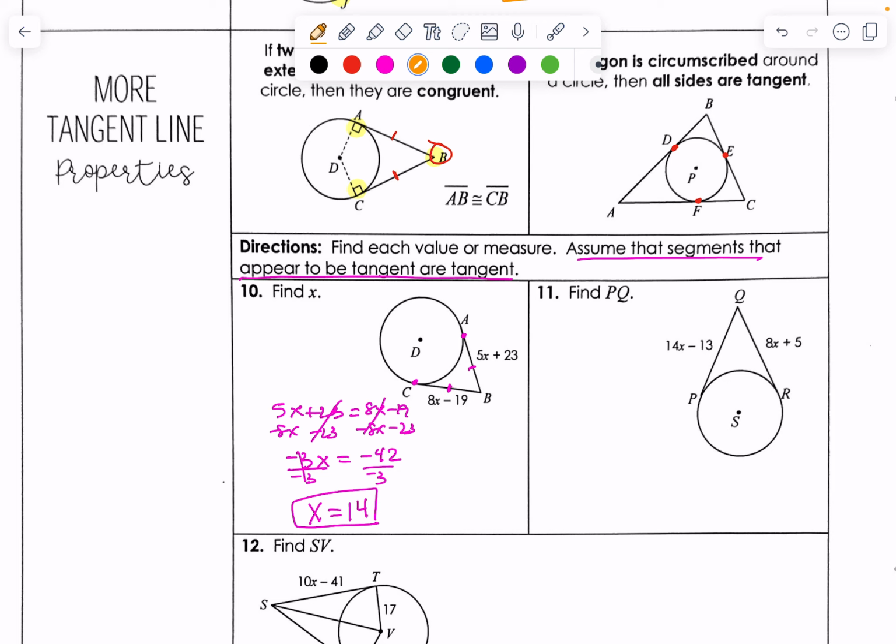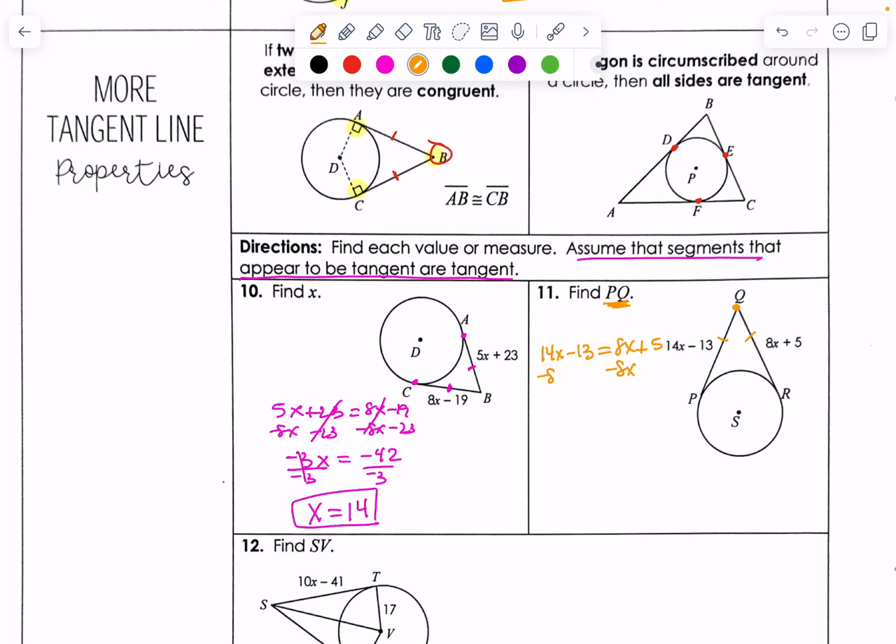Now this time I'm asked to find PQ. That means that after I find x, I have to substitute the value in. So same external point, that means that those two parts are congruent. So 14x minus 13 equals 8x plus 5.